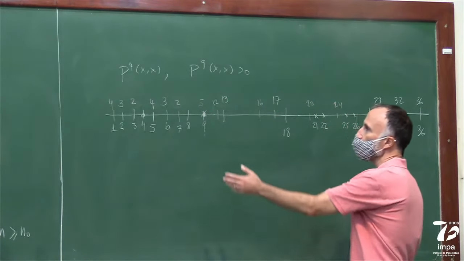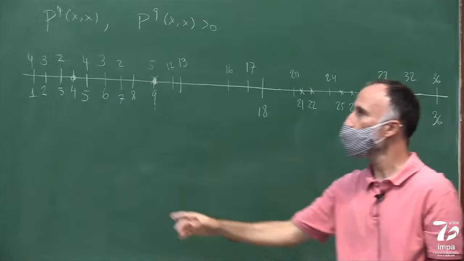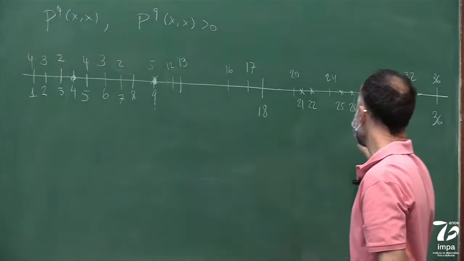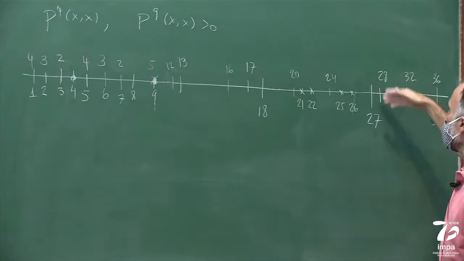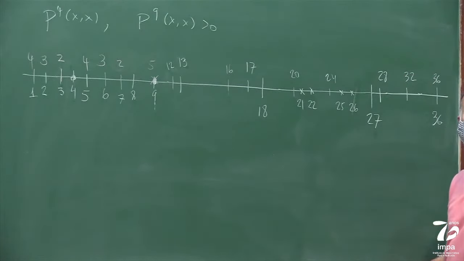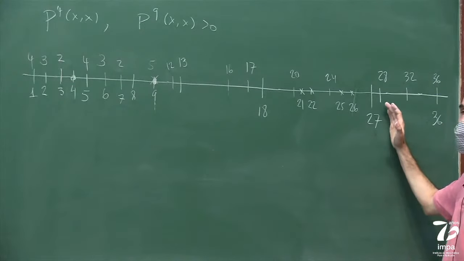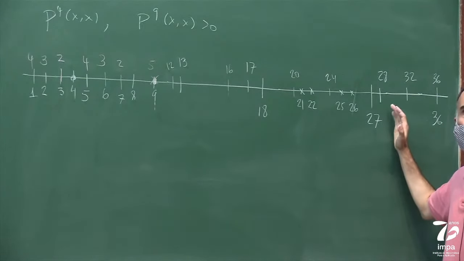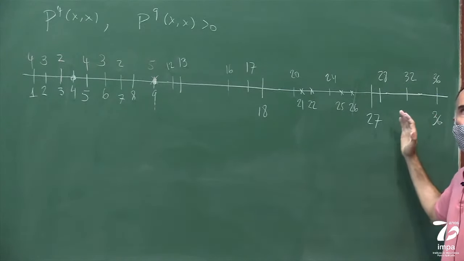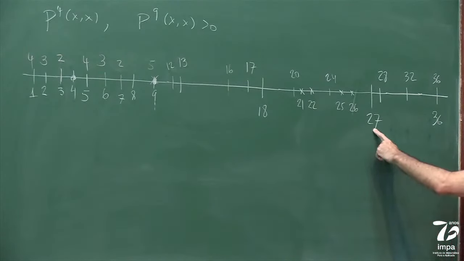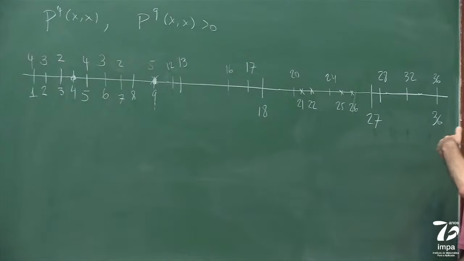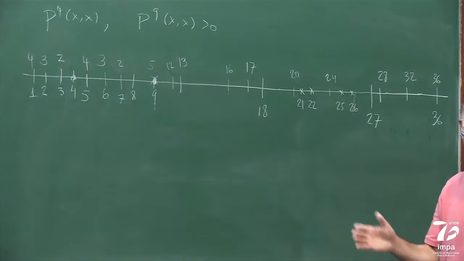So in this way, I covered all these points from 1 to 9 in this last interval, which means that in this last interval, all these points are covered, which means that P^n(x,x) is positive for all these points. Therefore, I proved that P^n(x,x) is strictly positive starting from 27, if I didn't make any mistake in these computations.